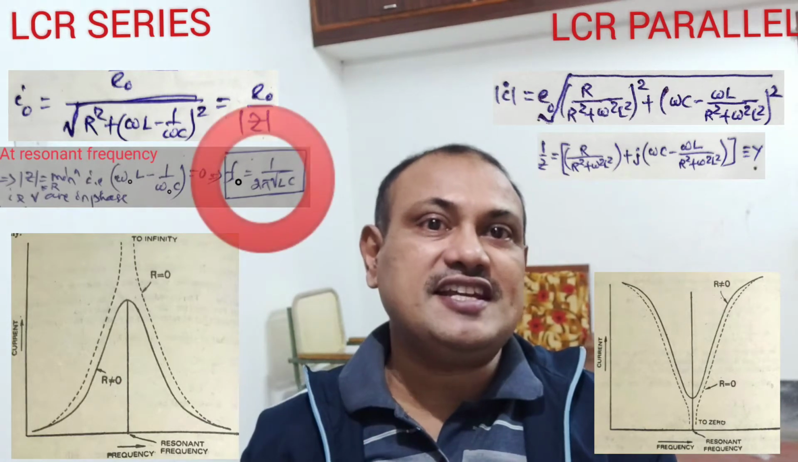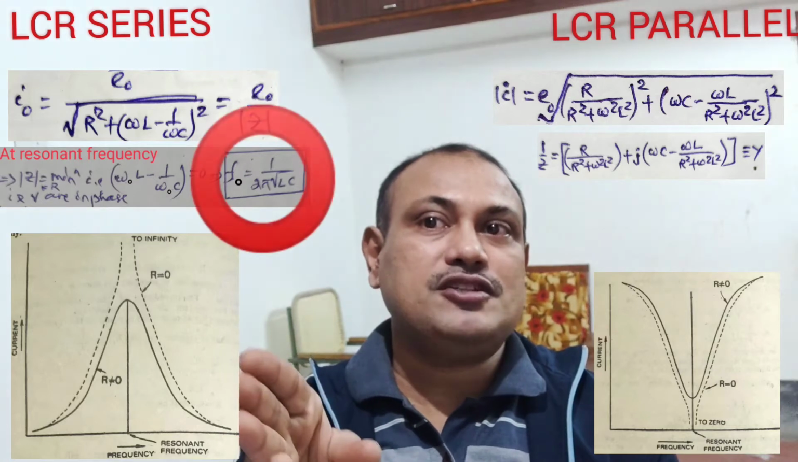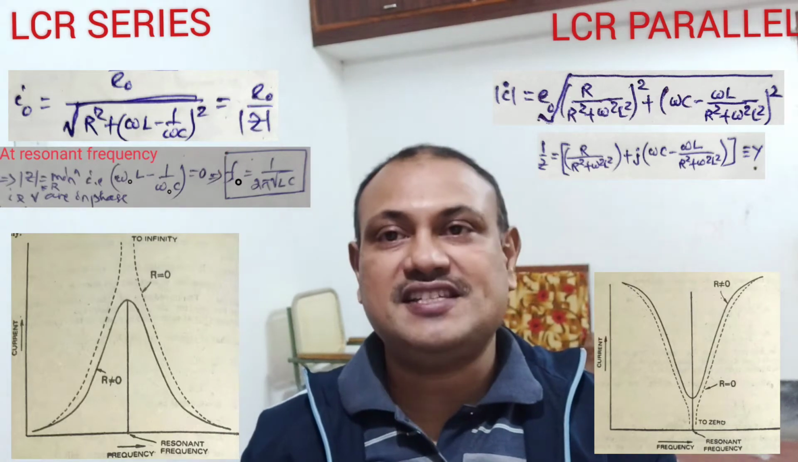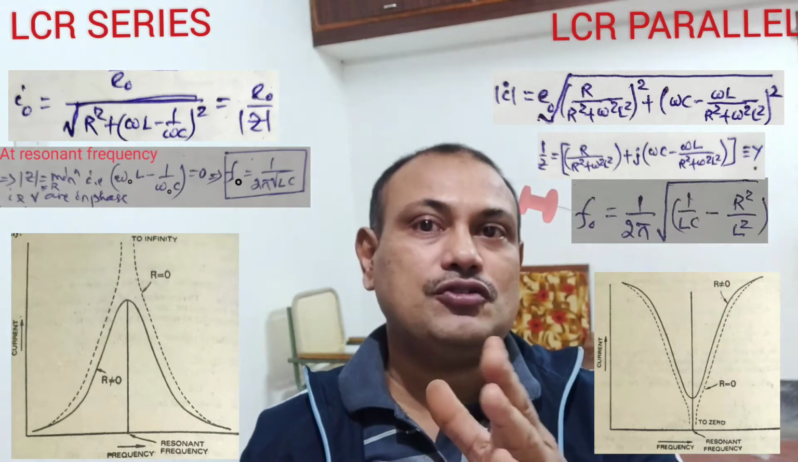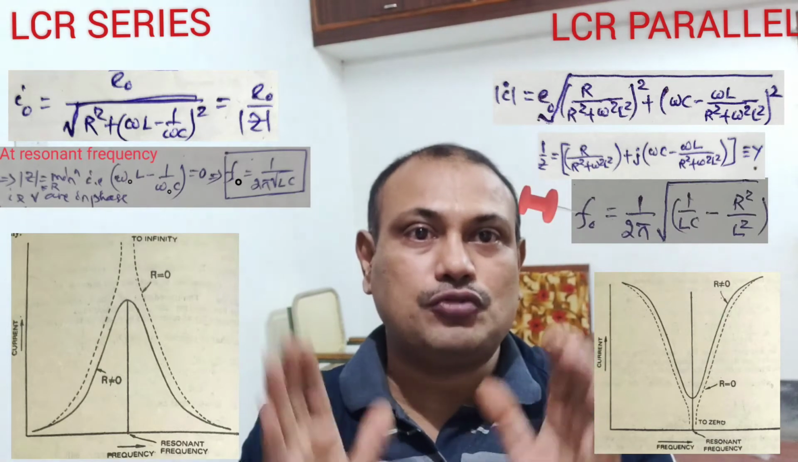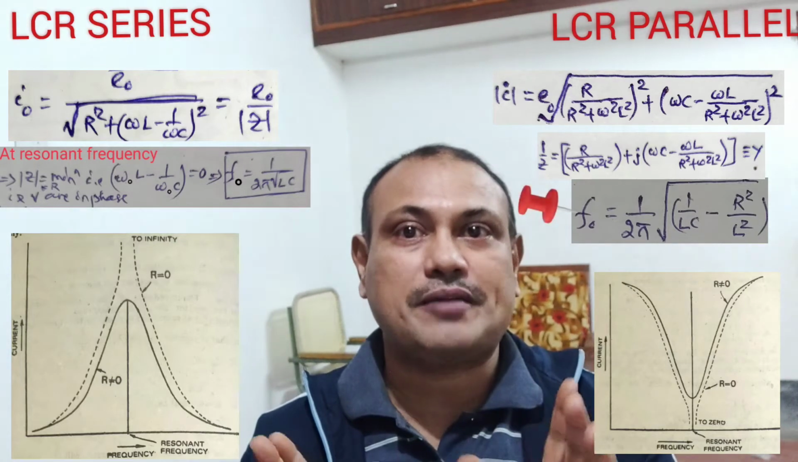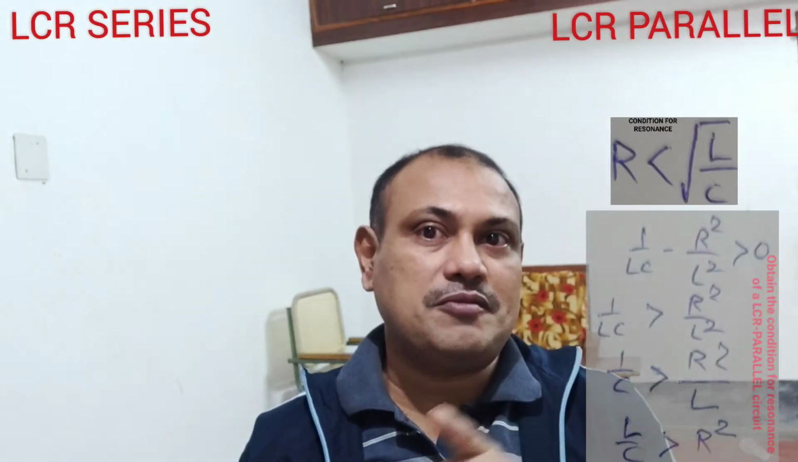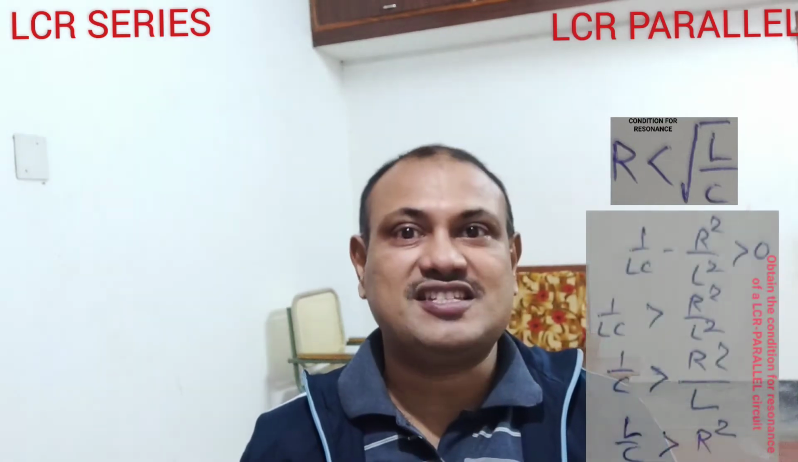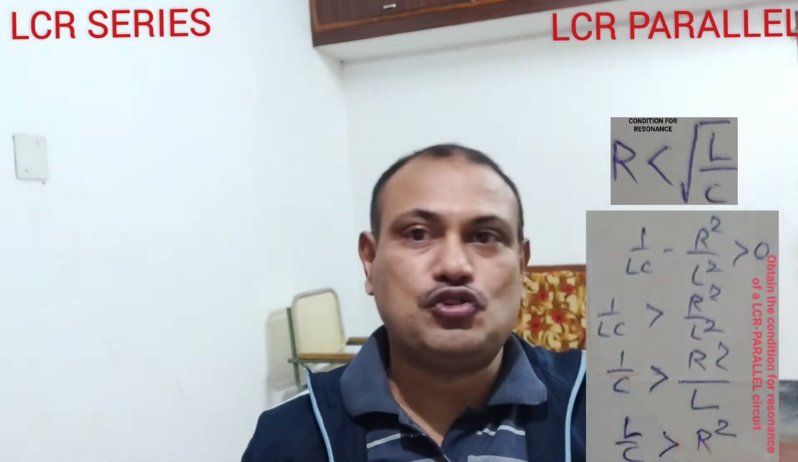The resonant frequency in case of series is f0 equal to 1 upon 2 pi square root of LC, and the resonant frequency of LCR parallel is f0 equal to 1 upon 2 pi square root of within bracket 1 by LC minus R square by L square. And there is no such condition in LCR series resonance, but in parallel you have a condition for resonance, that is the resistance must be very less than square root of L by C, then only you will get the resonance.